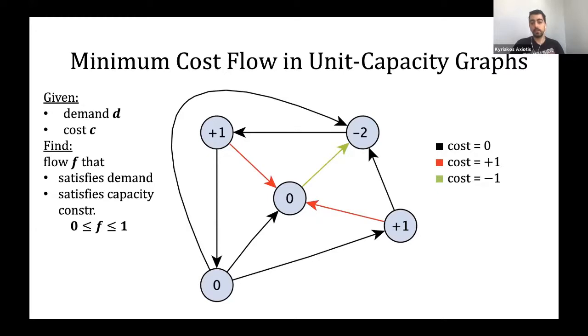So for each edge, we have a cost, which basically means how much we pay for each unit of flow that we route on this edge. So here the red edges have cost 1 and the green edge has cost -1. And we basically want to find a flow that minimizes this cost. And here is such a flow. You can see, for instance, that this min cost flow has chosen to avoid the red edges because they're more expensive and to choose the green edge instead because it's cheaper.